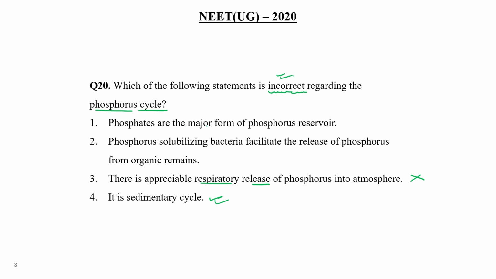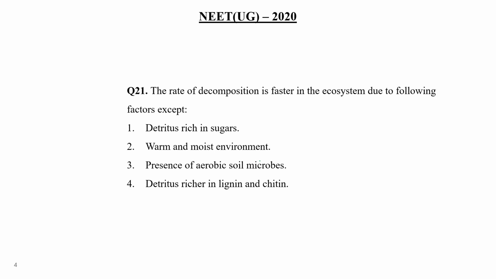Phosphates are the major form of phosphorus reservoir. Correct? And phosphorus utilizing bacteria facilitate release of phosphorus from organic remains. This one is again correct. So what is the correct answer according to this? Choice number 3 is the incorrect statement. So this one is the correct answer. Clear? Now next question number 11.